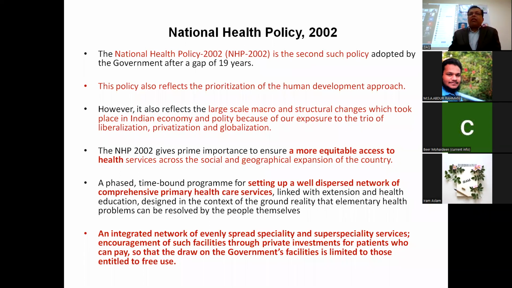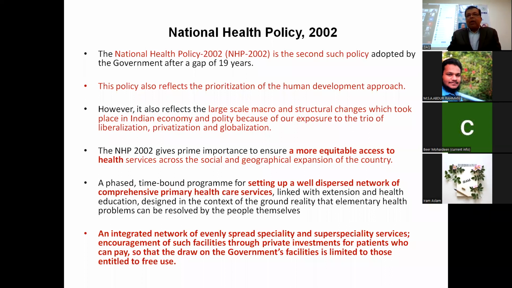So in this backdrop, basically this National Health Policy 2002 came into existence. It did talk about some of the very important things. The policy reflects the prioritization of human development effort. Most important thing is this, that the 2002 policy focuses on the human development approach. It also reflects the large-scale macro and structural changes which took place in Indian economy and polity because of our exposure to the trio of liberalization, privatization, and globalization. Then again, it talks about making healthcare access equitable. That means accessible to all sections of the society.